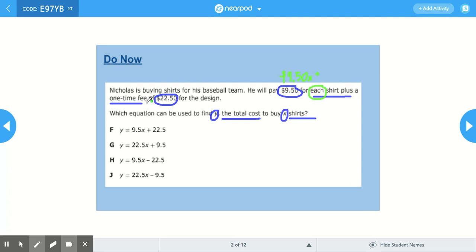Anytime there's an initial fee, an initial value, a one-time fee, or an initial charge, that is going to be our y-intercept. So we have plus the $22.50 is equal to y. And then we have to find $9.50x plus $22.50 in our answer choices. It looks like the closest one is going to be F. They dropped the zeros at the end, so they just have 9.5 plus 22.5. So F will be our correct answer for this Do Now.